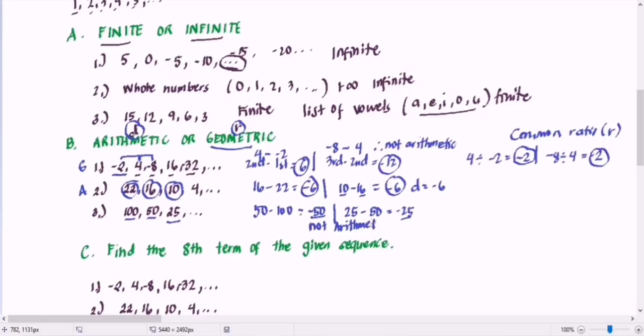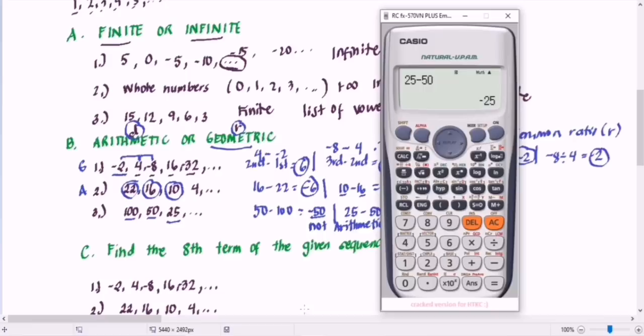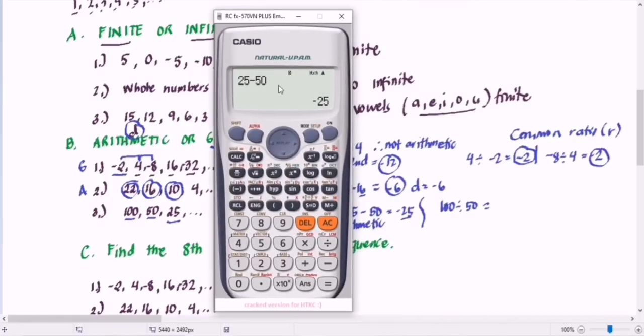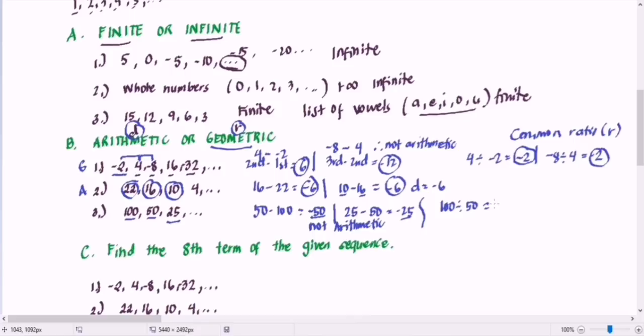So, kung di siya arithmetic, dapat muna nating i-check kung geometric. So, kung geometric, divide naman ngayon. So, 100 divided by 50. Then, that is equal to, huwag kayong tatamarin mag-calculate. Kahit madali lang yan, dapat i-calculate natin. 100 divided by 50. So, that is equal to positive 2. Okay, that is positive 2.